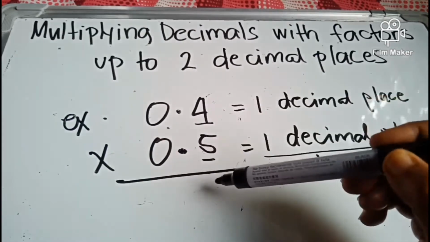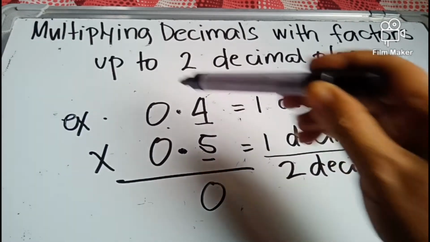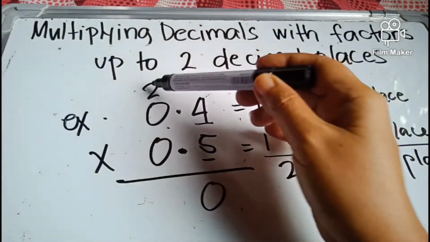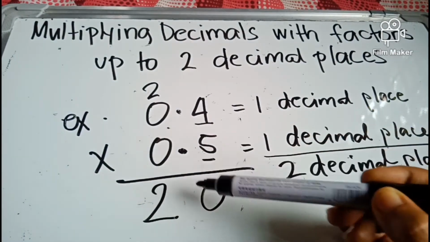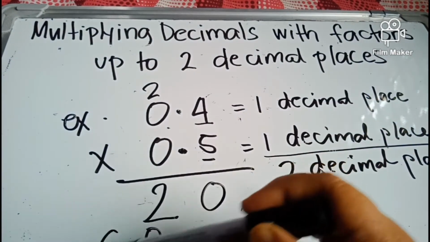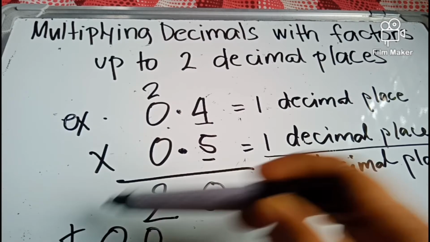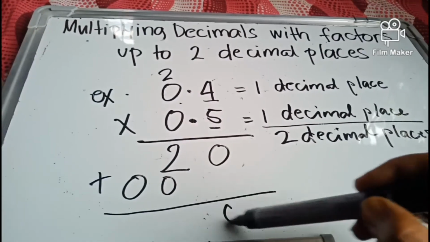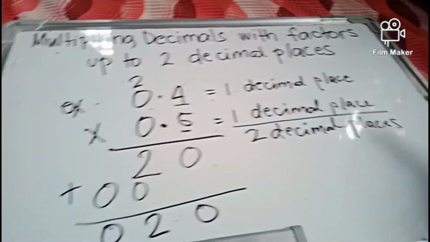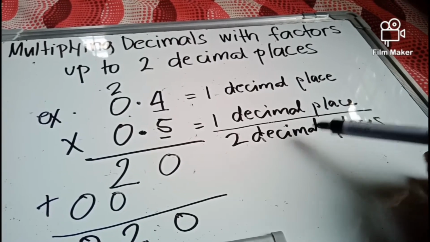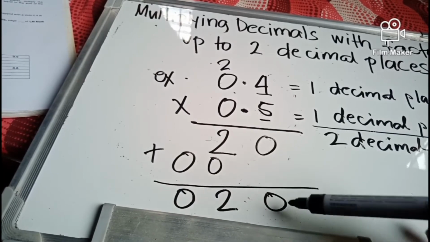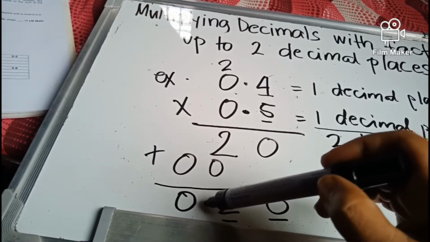5 times 4 is 20. We will carry 2 or mag-regroup tayo. 5 times 0 is 0 plus 2 is 2. Then, 0 times 4 is 0. 0 times 0 is 0. And then we will add our partial product. 0, 2, and 0. So, dahil mayroong 2 decimal places yung ating factors, meron ding 2 decimal places yung ating product. So, we will count 1, 2, and then point.